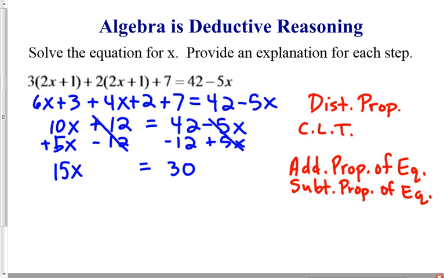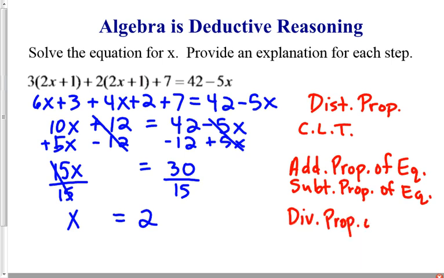Now I'm down to 15x equals 30. My next step will be to divide both sides by 15 to get the x by itself. 15 over 15 is 1, so we get 1x equals 30 divided by 15 is 2. So what was the step there, or what were the algebra facts? Well, we divided both sides of the equation by 15, and this is called, you guessed it, the division property of equality, which states that we are allowed to divide both sides of an equation by the same thing.